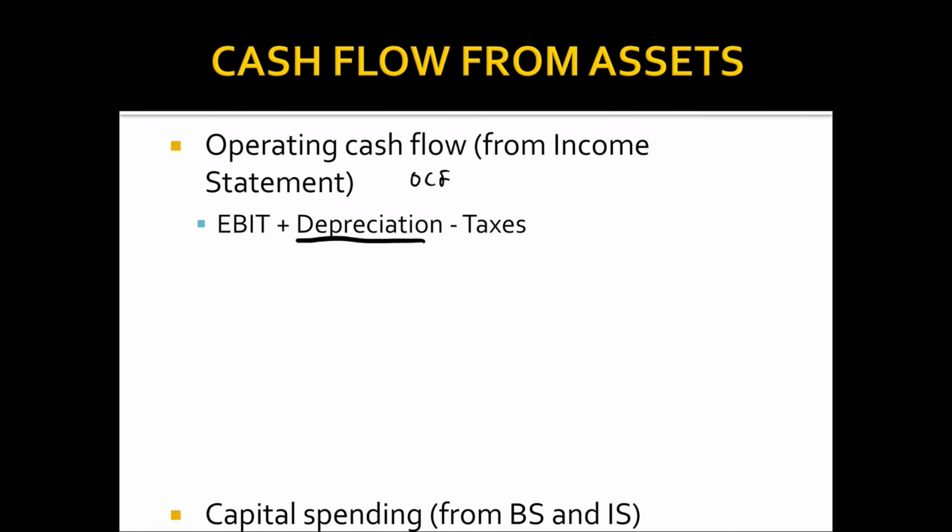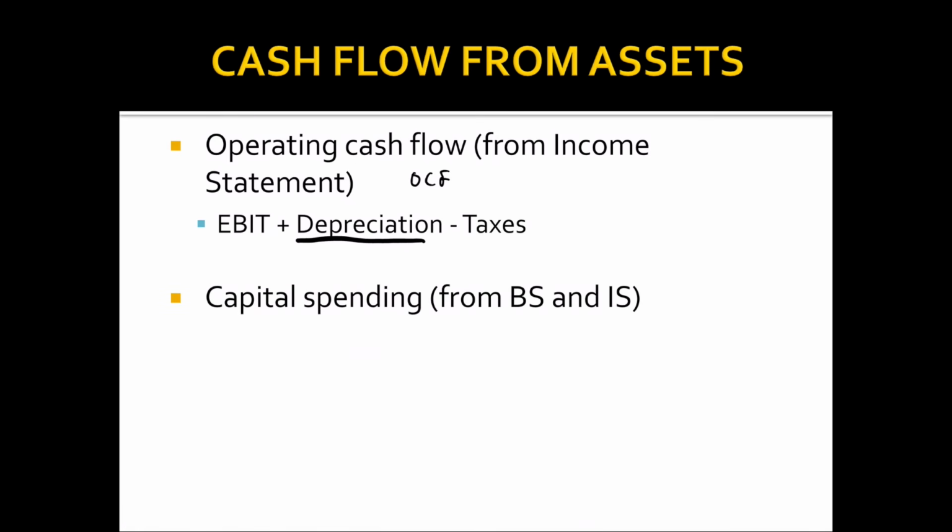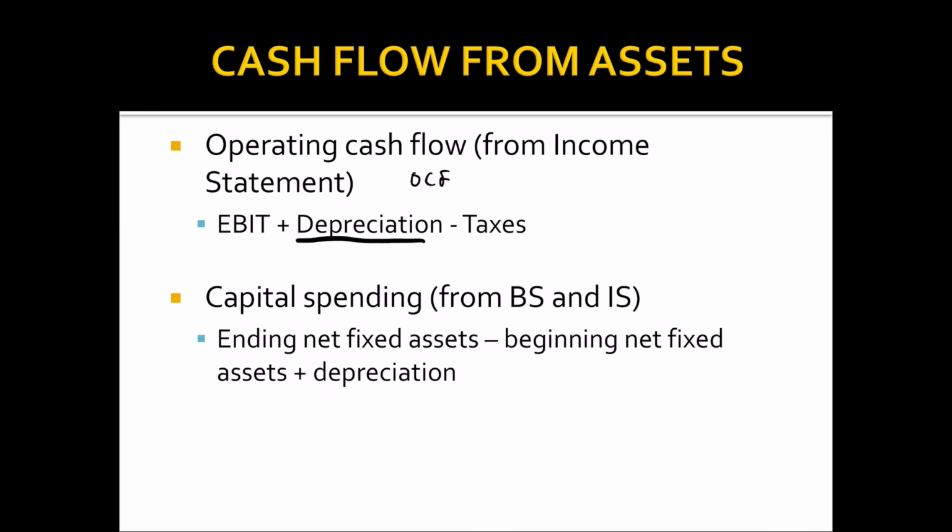The second portion of cash flow from assets was capital spending. This is taken from your balance sheet and your income statement, and it focuses on your fixed assets. What we do is take our ending net fixed asset balance and subtract our beginning net fixed asset balance. And since on the balance sheet you depreciate your fixed assets each year, we add back in that depreciation expense from our income statement. Net capital spending is simply money spent on your fixed assets minus any money received from the sale of fixed assets. So ask yourself this question: could capital spending be negative?